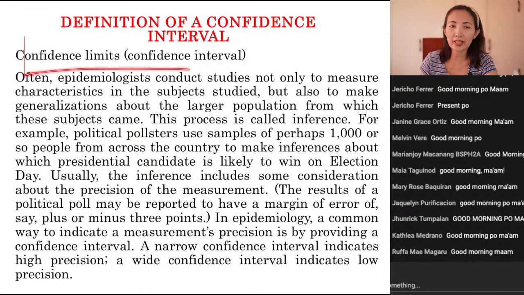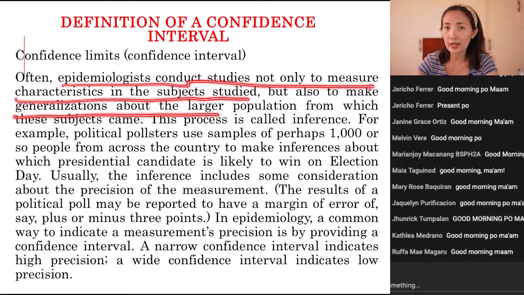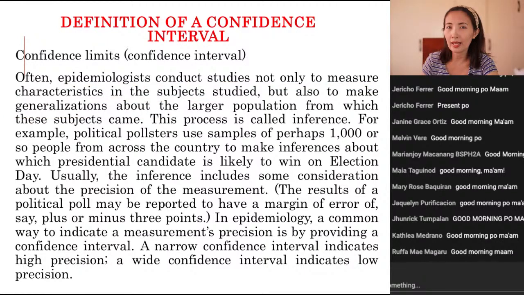It says here that sometimes epidemiologists conduct studies not only to measure characteristics in the subject studied, but also to make generalizations about the larger population. Because we cannot take all, that is the reason why we have sampling. Review your sampling techniques. Now the process of inference is making generalizations about the larger population but from a sample. This is the process called inference.